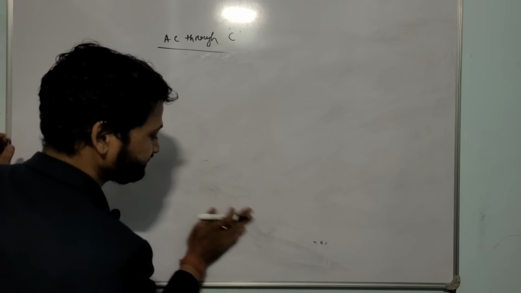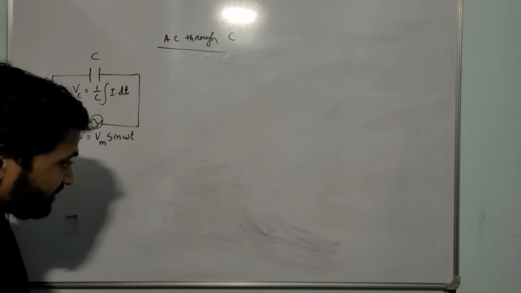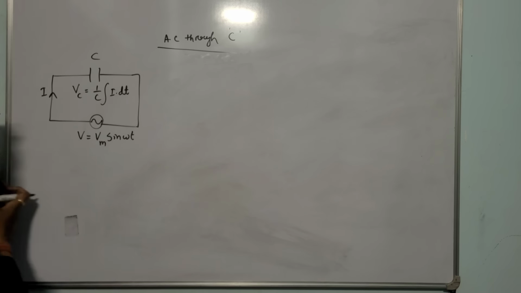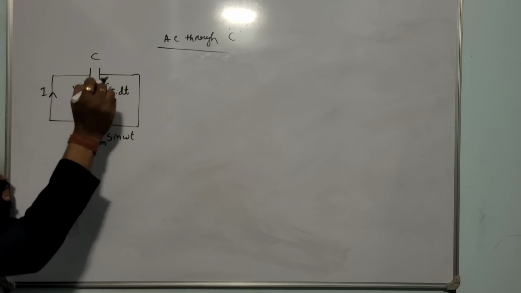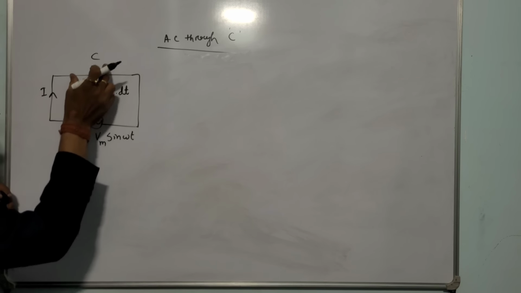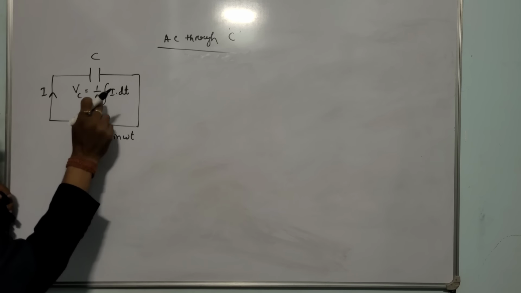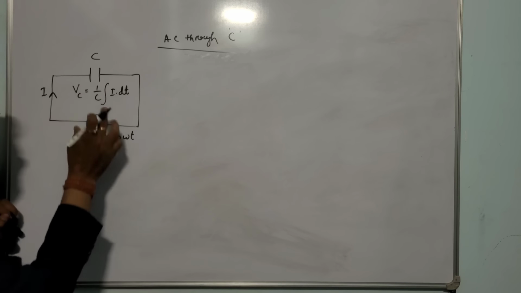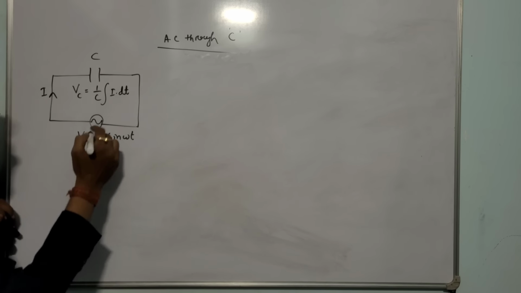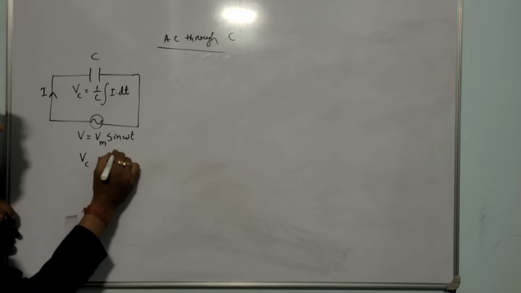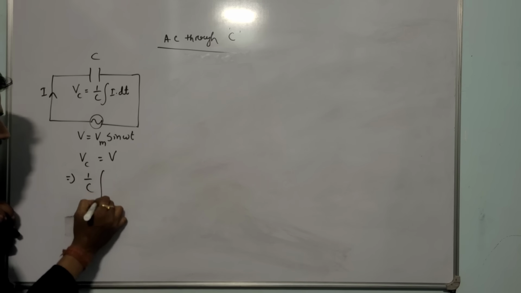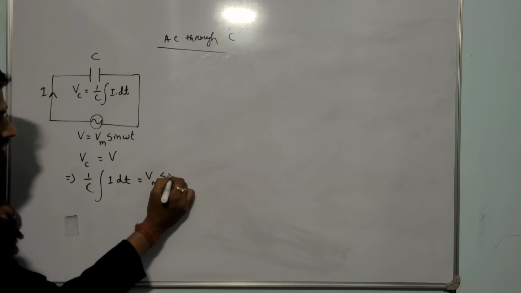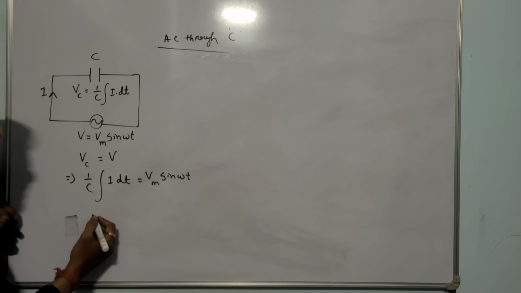मतलब here, let AC current be given to a capacitor. What about its voltage? Voltage VC is 1 by C integration of I dt. Again, as per the energy conservation, ये जो voltage कैसे मिल रहा है? From the supply side only. As per the energy conservation, we can say VC is equal to V. VC क्या है? 1 by C integration of I dt. V क्या है? Vm sin omega t. Then from this expression, we can find out current.